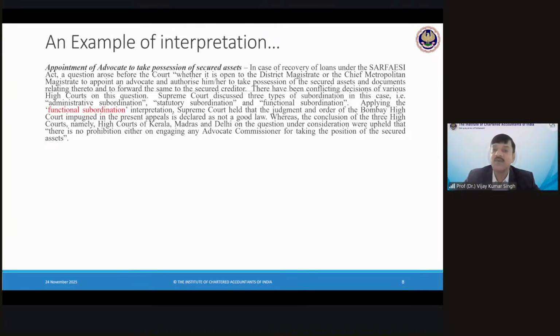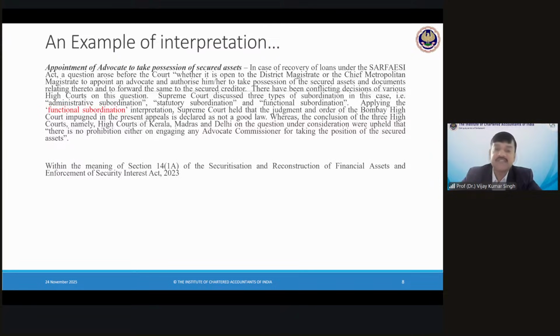good law, whereas the conclusion of the three high courts, namely High Court of Kerala, Madras and Delhi, on the question under consideration were upheld, that there is no prohibition either on engaging any advocate commissioner for taking the possession of these secured assets. So it is purposive interpretation. Basically, they tried to do a harmonious construction over here.